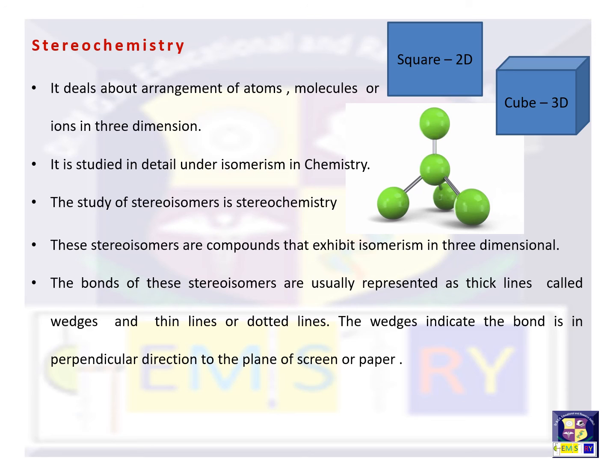The bonds of these stereoisomers are usually represented as thick lines called wedges, which means they are towards us or above the plane of the paper or the screen. Thin lines or dotted lines represent bonds away from the plane of the paper or the screen, or behind us. The wedges indicate the bond is in a perpendicular direction to the plane of the screen or the paper.